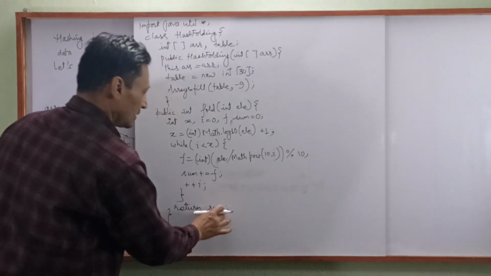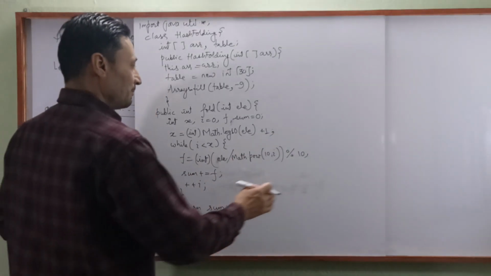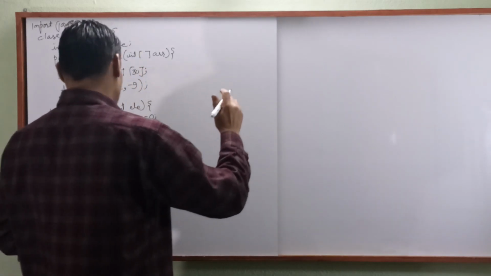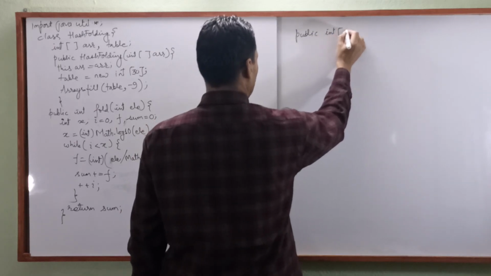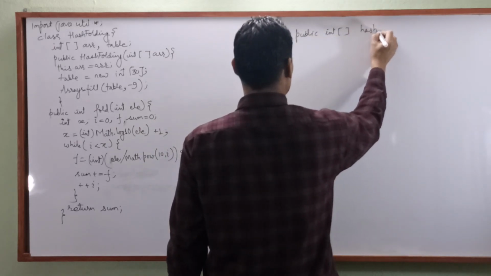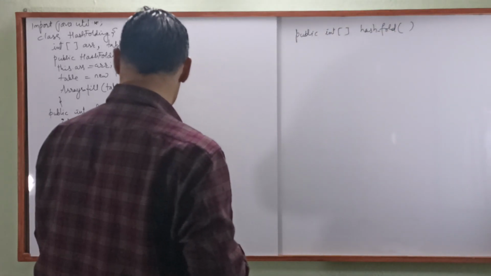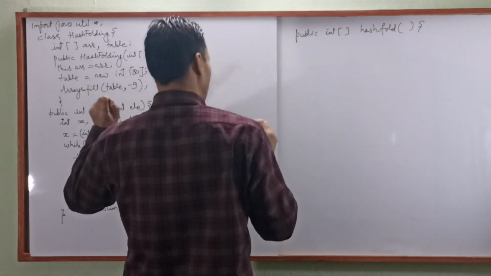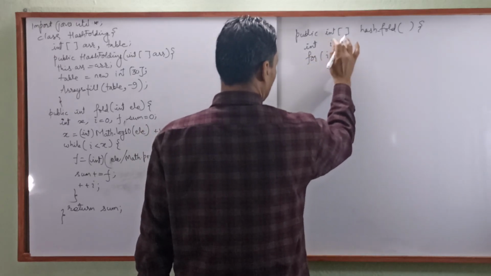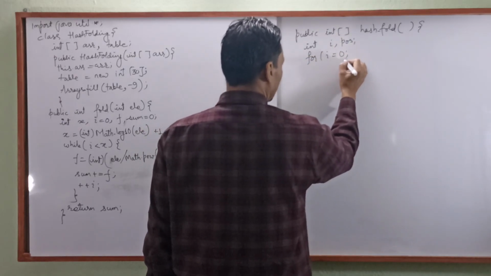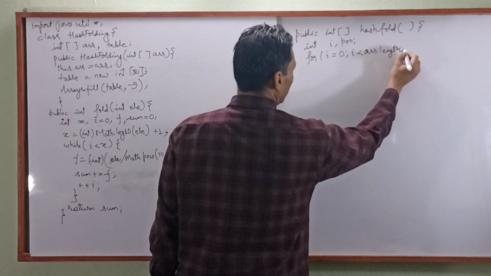This will be the position within the hash table. Now we have to write the hash method. Public int array hash fold. Simple, hash fold. Now we have the array, let's declare integer variable I, and position also. For I is equal to 0, I less than arr dot length. This is the original array provided.